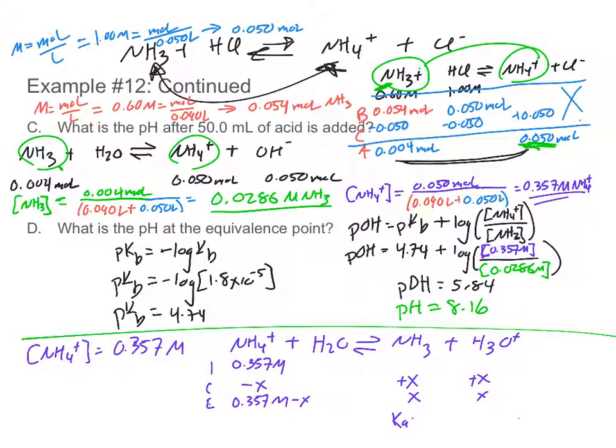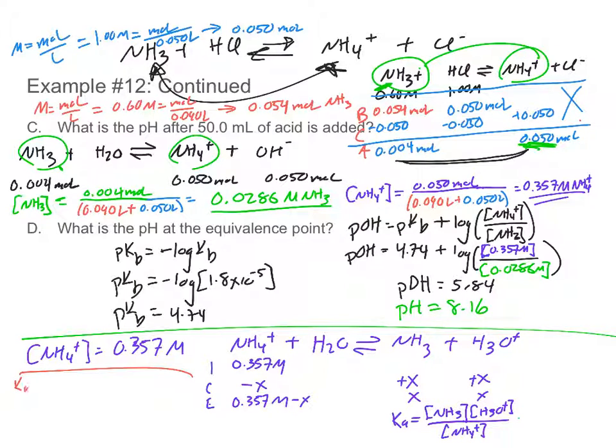So my Ka expression is going to be the concentration of NH3 and the H3O plus over the NH4 plus. Okay, so at this point, I'm going to go ahead and calculate my Ka, because I have not done that yet, so I'm going to do that over here.